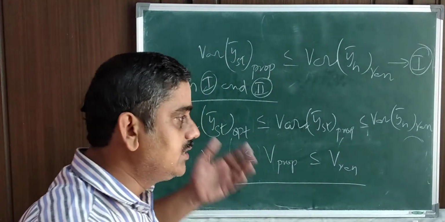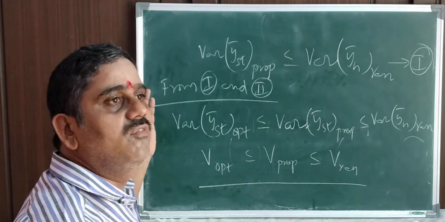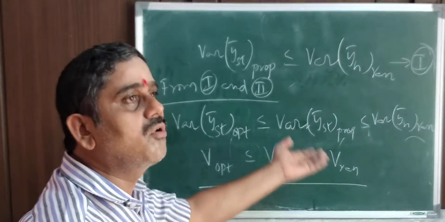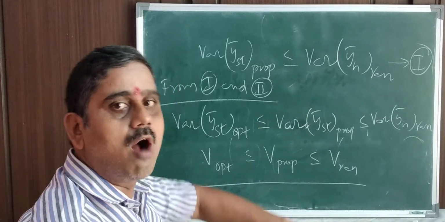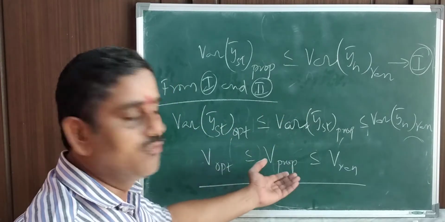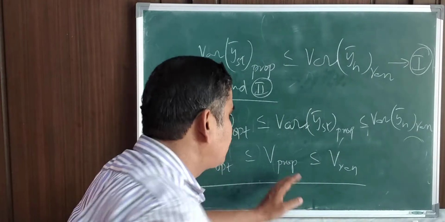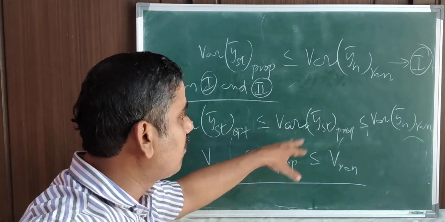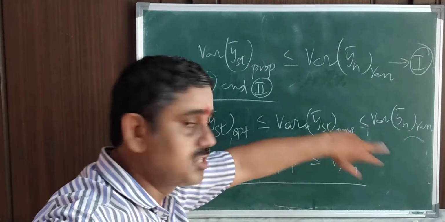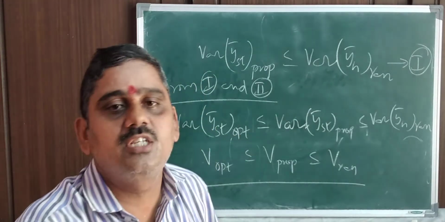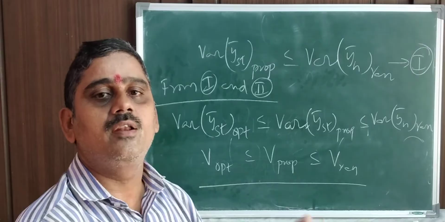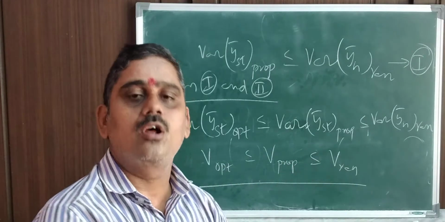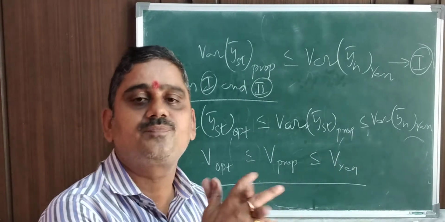So therefore it is easy, and if they ask in the examination variance of y bar st random is greater than or equal to proportional is greater than or equal to optimum, then that also can be proved with this particular result. You prove it in the fashion that variance of y bar st optimum is always less than or equal to variance of y bar st proportion, which is always less than or equal to variance of y bar n random. This is the relation between the variance of the sample mean among the three particular techniques.